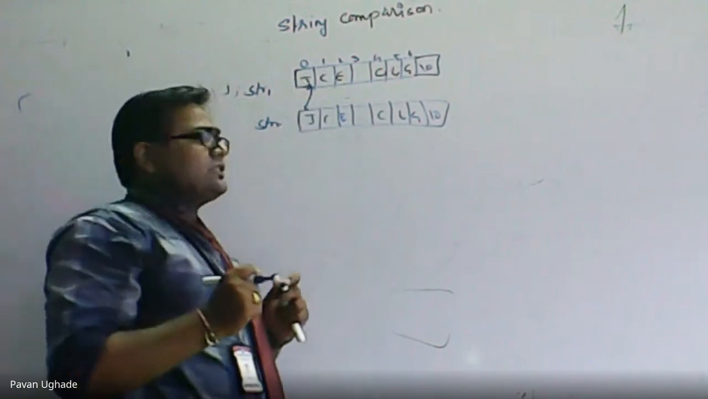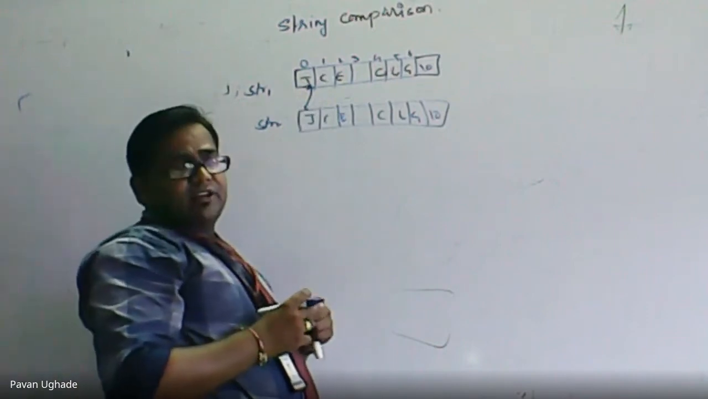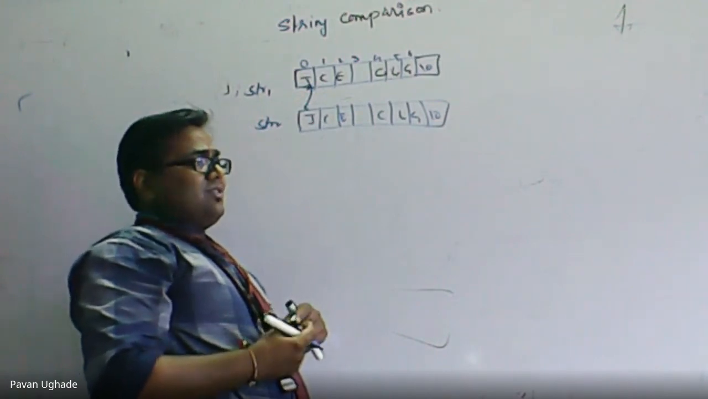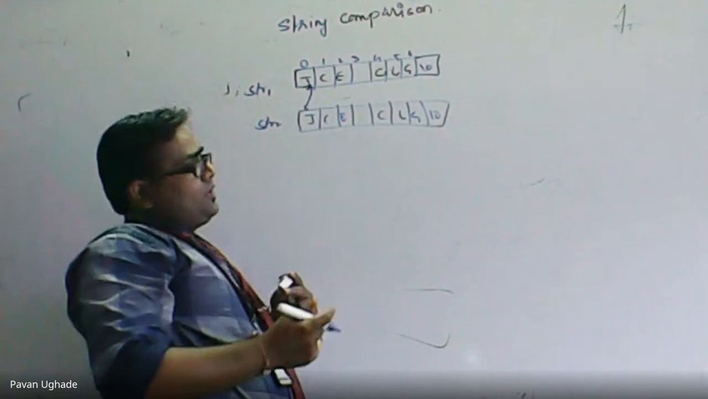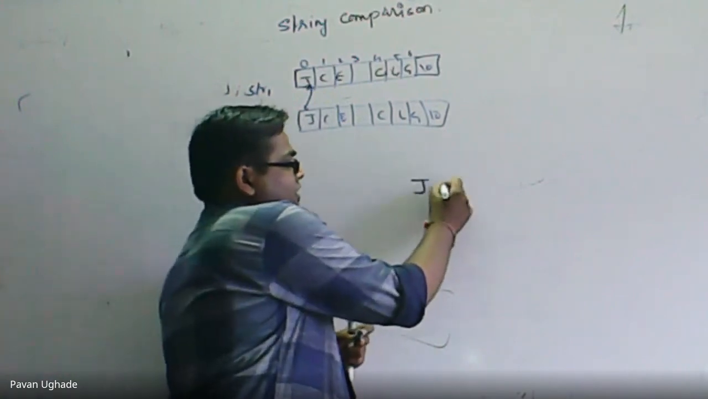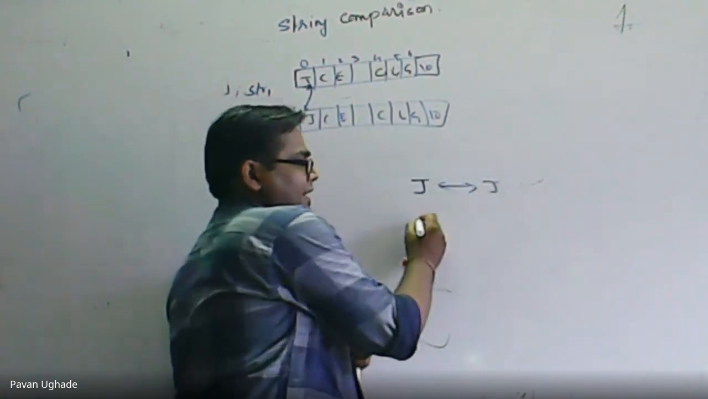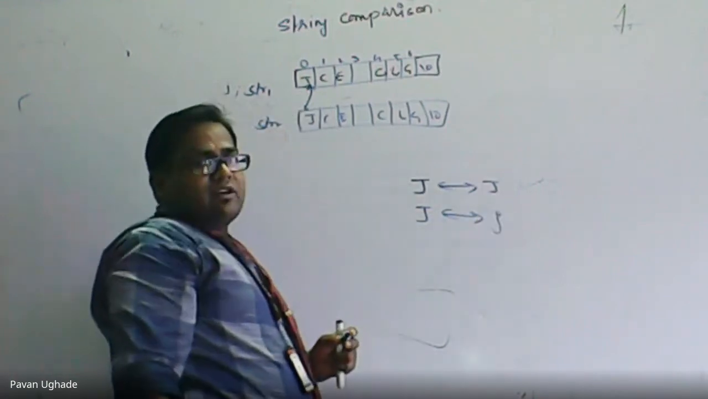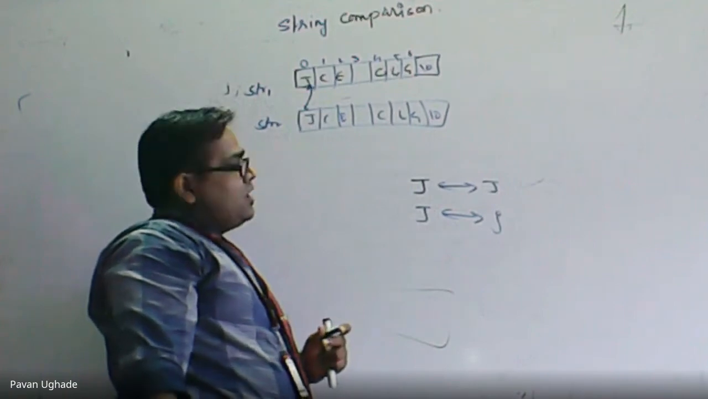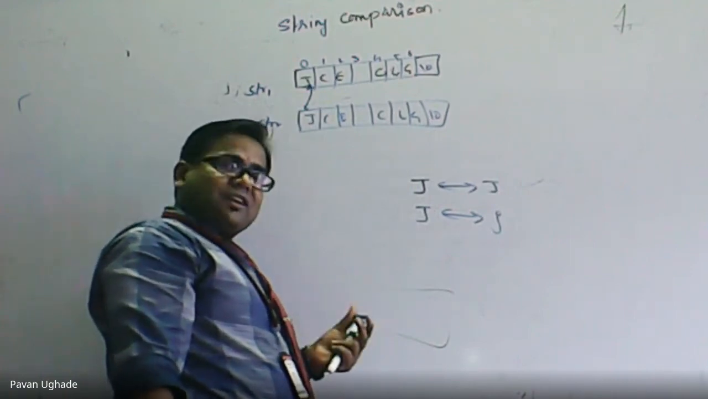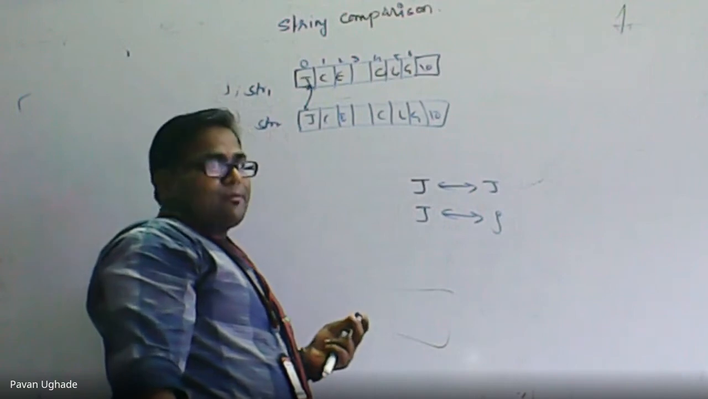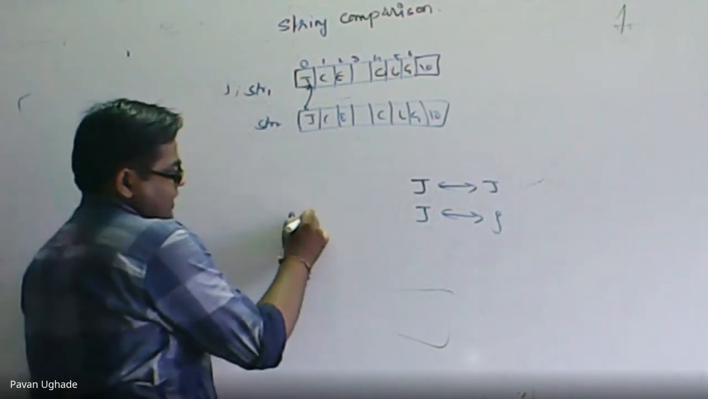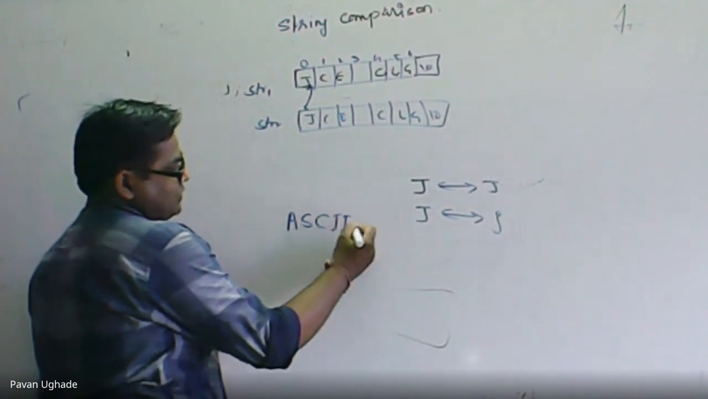When we consider the characters, how do we know it is case sensitive? If you compare a capital J with a capital J, fine, but when you compare a capital J with a small j, they are not the same, they are different. Whenever you compare any character, they are compared with their ASCII values.